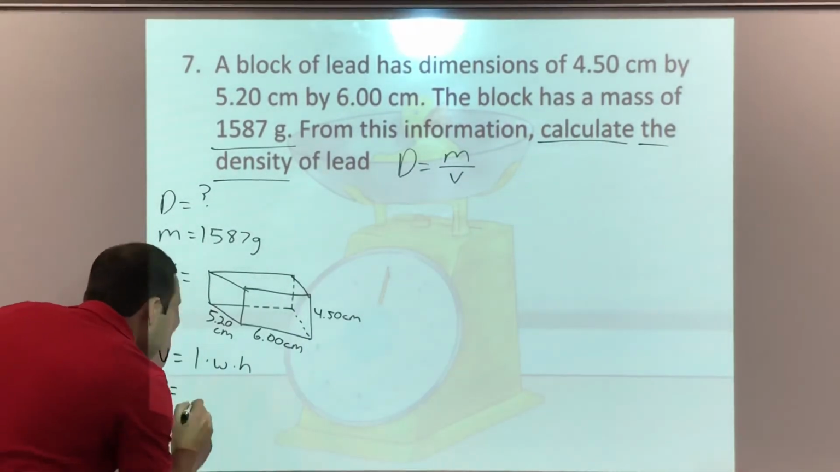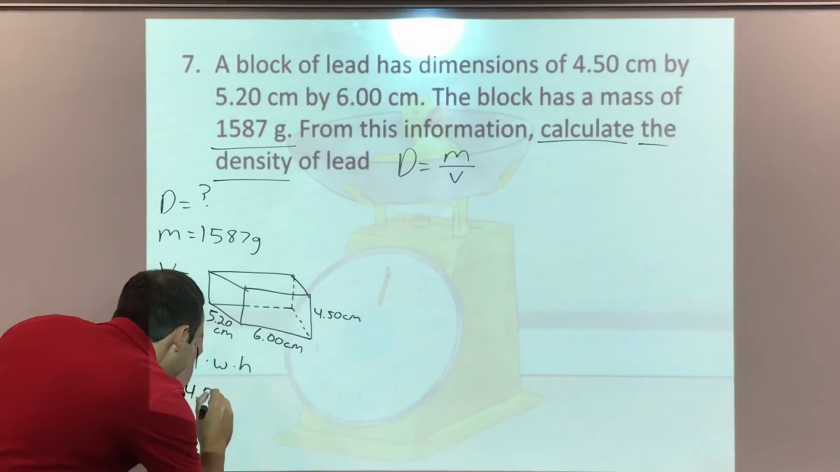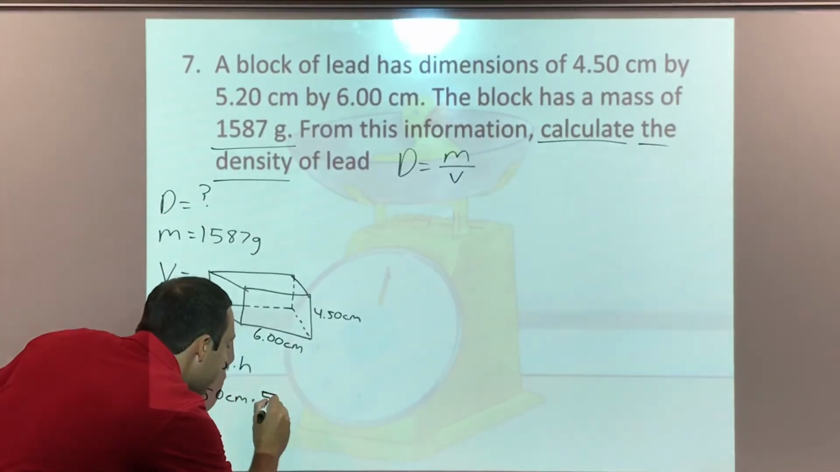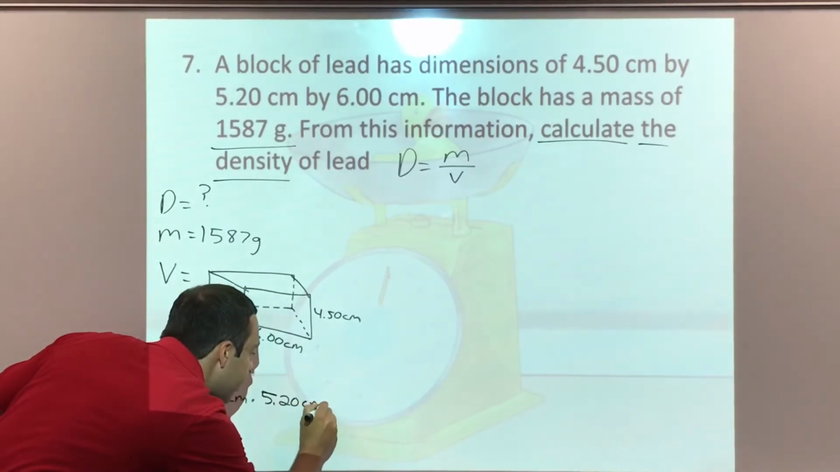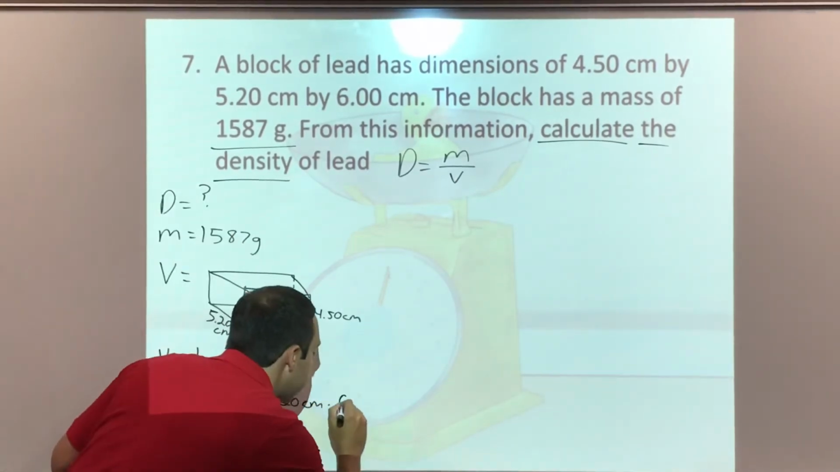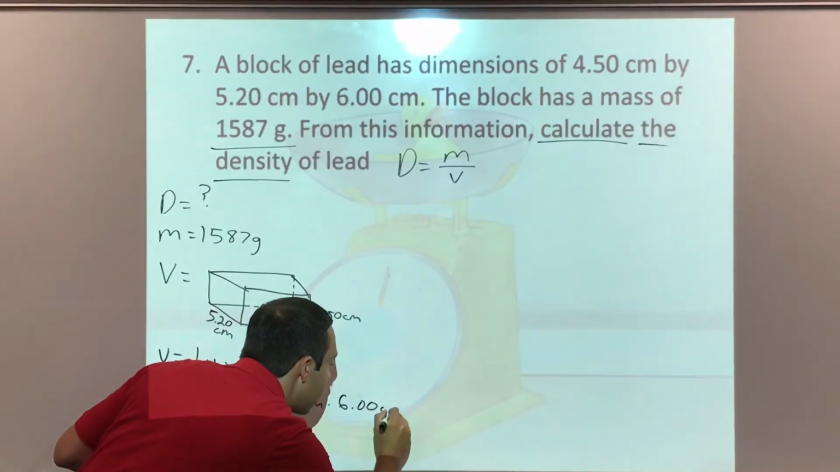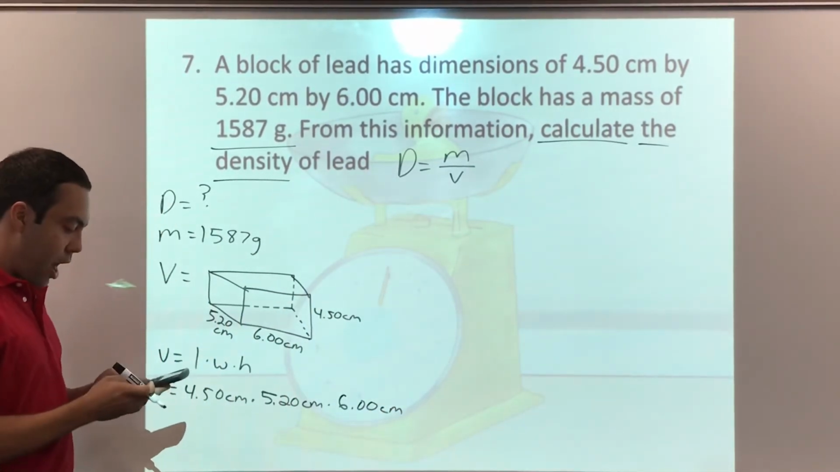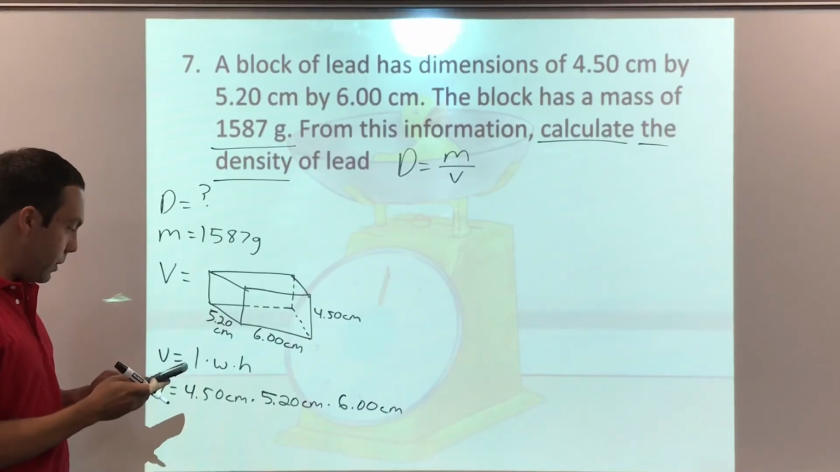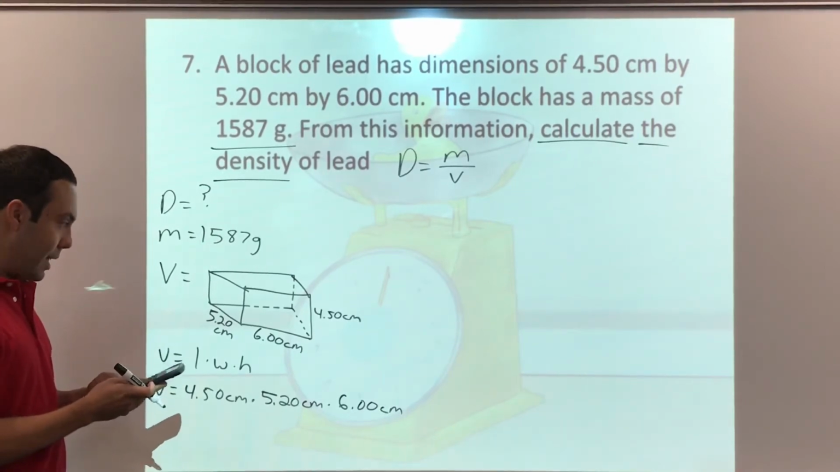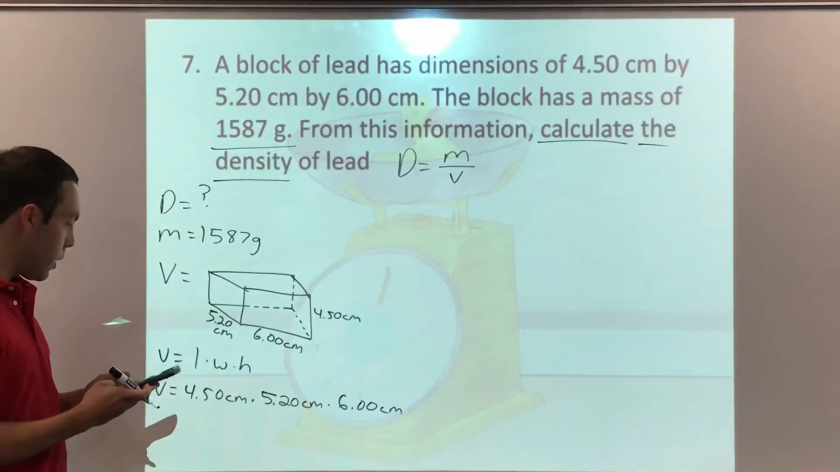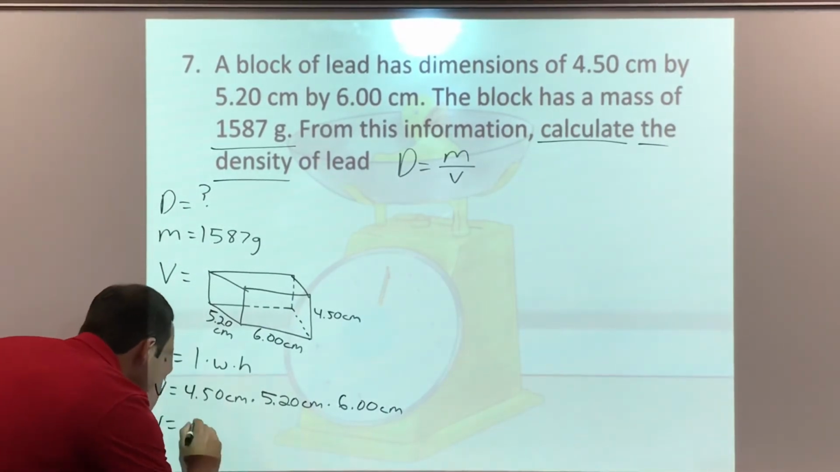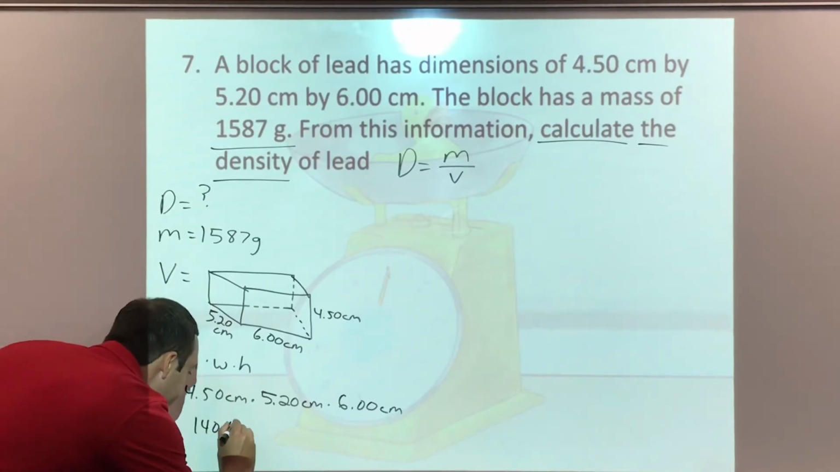So V equals, we'll plug in 4.50 centimeters times 5.20 centimeters times 6.00 centimeters. We plug that in our calculator. So our volume, 5.20 times 4.50 times 6.00. And if you multiply these three numbers together, that should give us 140.4.